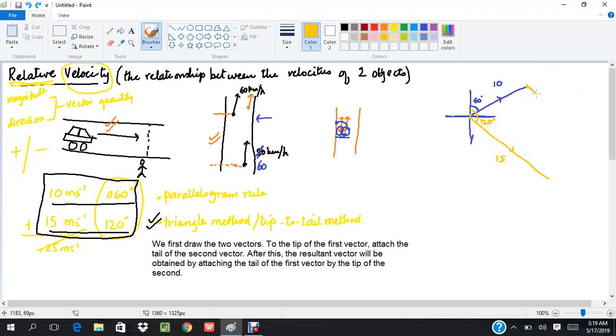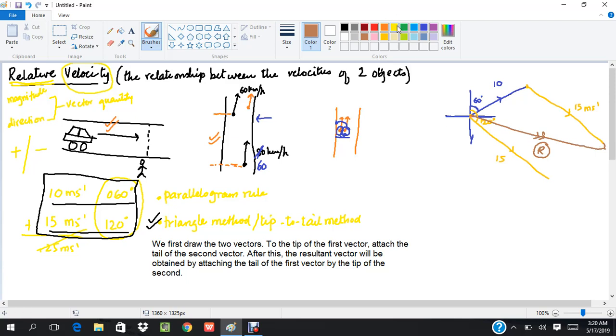So here comes my vector, 15 meter per second. And what about the resultant? The resultant vector would finally be obtained by attaching the tail of the first vector to the tip of the second vector. So this would be my resultant vector. Let's say this is R. So I need to find what R is.